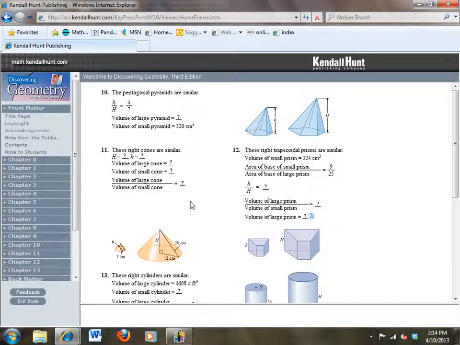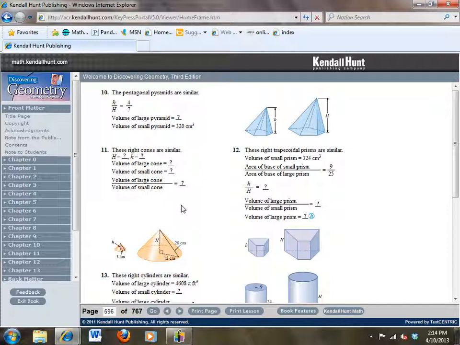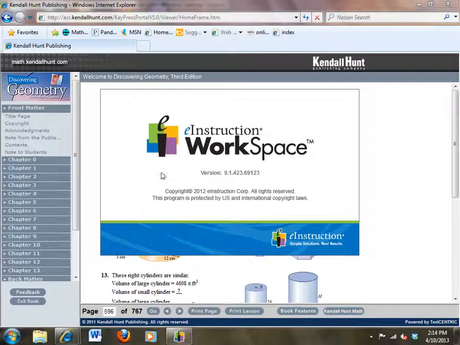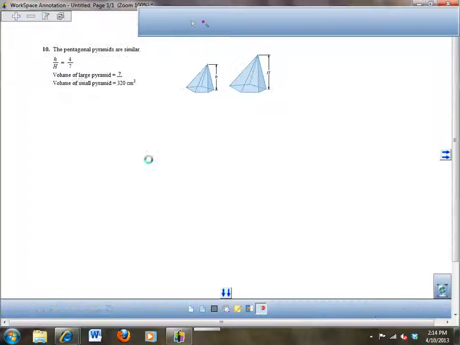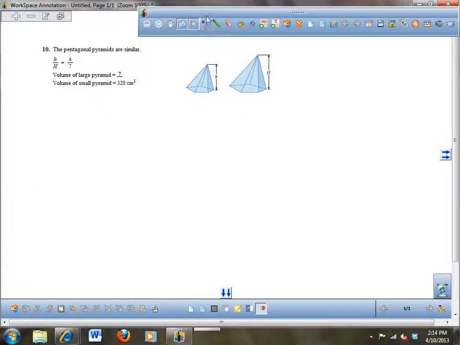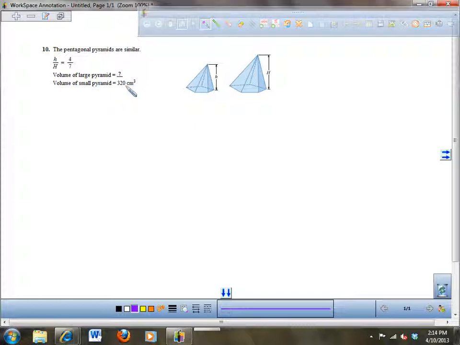Because this is kind of the problem that gives people a little bit of a headache. But if you kind of know how to do it. So notice, people say, I don't know how to do this. They don't give me any of the dimensions or anything like that. So here is number 10, and this is one of your homework problems. And it says the pentagonal pyramids are similar. What's the volume of the large pyramid? Oh, they want to know what is the volume of the large pyramid, and all they give you is the volume of the small pyramid.